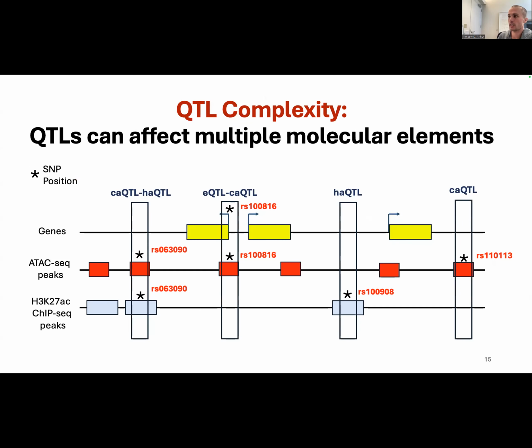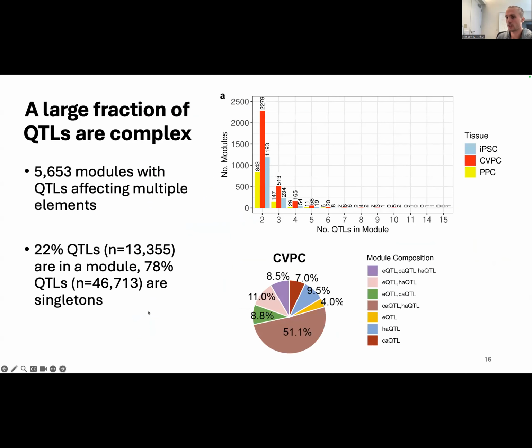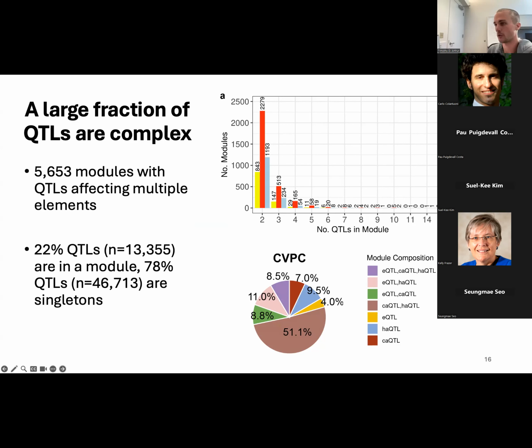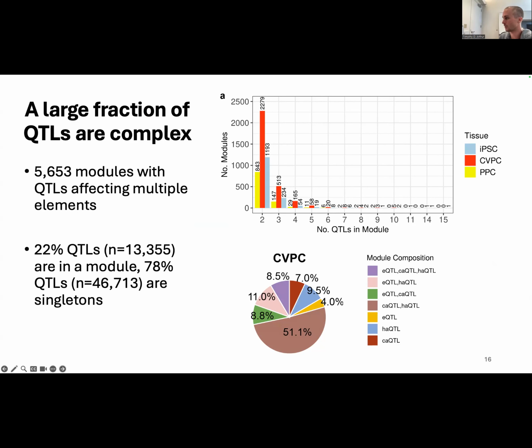To characterize the QTL complexity, we asked whether QTLs can affect multiple molecular phenotypes. As I mentioned earlier, a single QTL can affect the expression of a gene and the accessibility of a peak, or the accessibility of an ATAC-seq peak and a ChIP-seq peak. So to do this, for each tissue, we measured the LD between lead variants from adjacent QTLs. And we used a network-based approach to identify roughly 5,600 modules of QTLs affecting multiple elements. These modules were composed of QTLs that affected between 2 and 15 different elements, and you could see that the majority of modules were composed of QTLs that only affected 2.